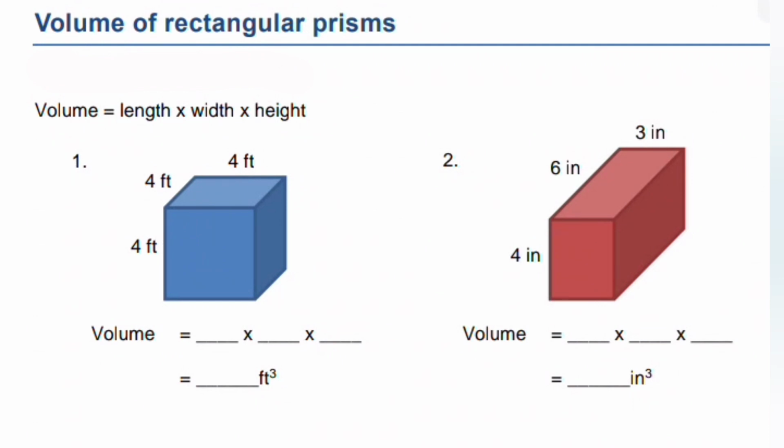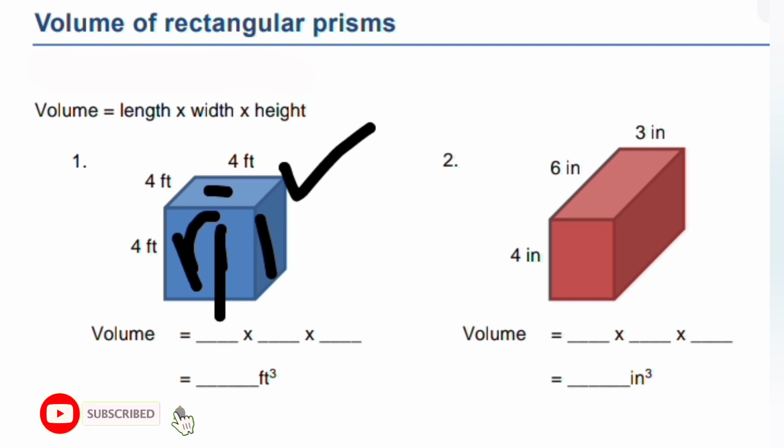In today's class we are going to discuss volume of a rectangular prism. So basically what is a volume of a rectangular prism? The volume of a rectangular prism is how much space there is inside the rectangular prism. For example, we have this rectangular prism and we want to find how much is the volume inside this rectangular prism.